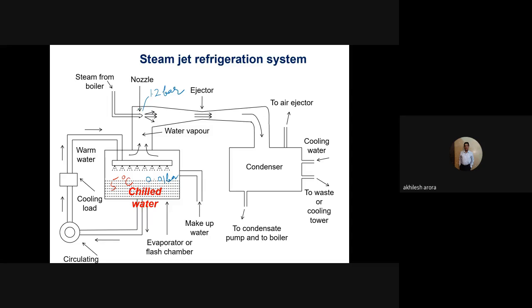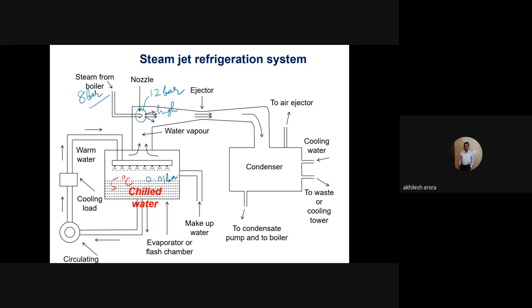Okay. And you can see there is a nozzle here. The pressure of the steam from the exit of the boiler was, let us say, 8 bar. So it is being passed through the nozzle where its pressure is dropping to 1.2 bar. When the pressure drops, the steam coming out of the nozzle is at a very high velocity.